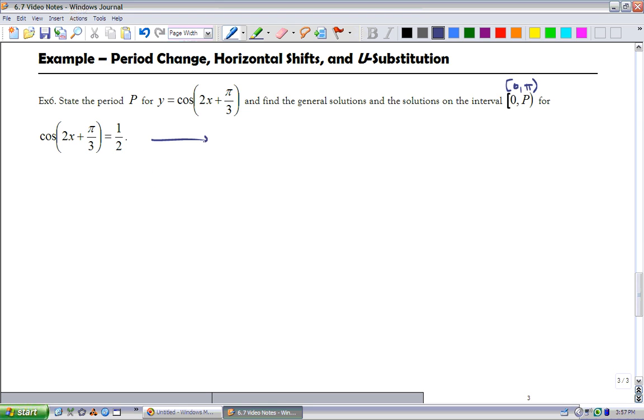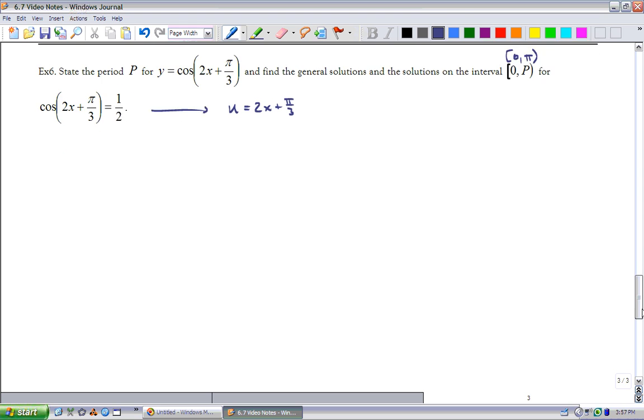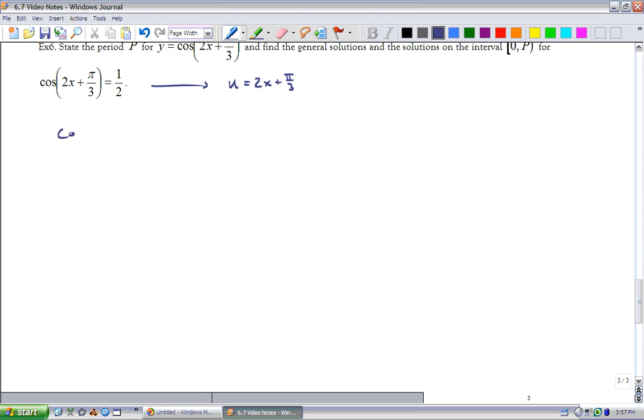And so again, we're going to substitute. We're going to set u equal to 2x plus pi over 3. If we do that, then we can just say that this is the cosine of u equals 1/2. Or then u equals, and again, where does cosine equal 1/2? It's where u equals pi over 3 plus some 2 pi k, or when u equals 5 pi over 3 plus 2 pi k.